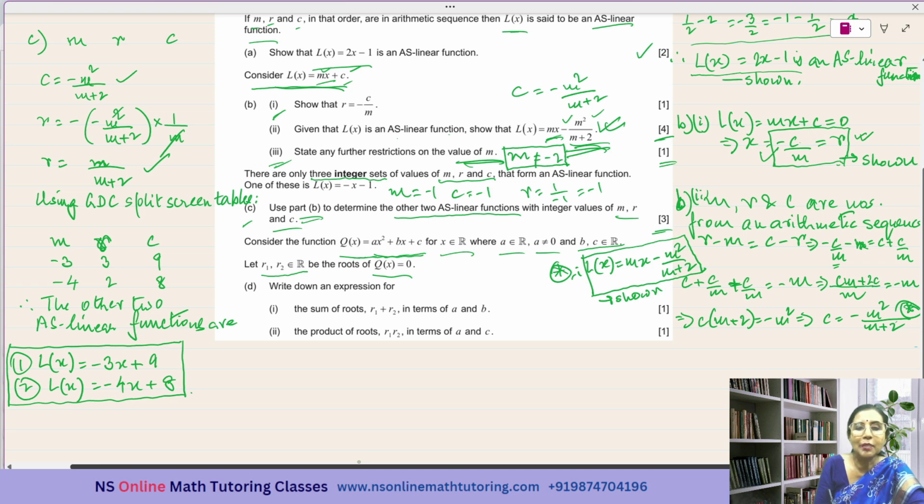Part I is the sum of the roots R1 plus R2 in terms of A and B. So this is very easy. We write it as R1 plus R2 is equal to, they are containing just single marks. So equal to negative B over A, and R1 R2 equal to C over A.